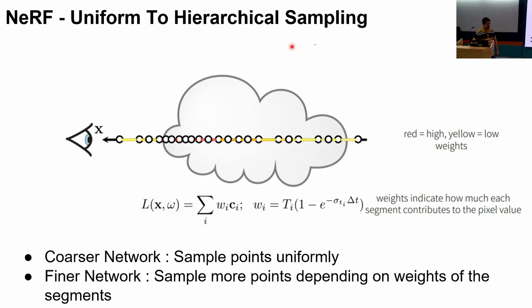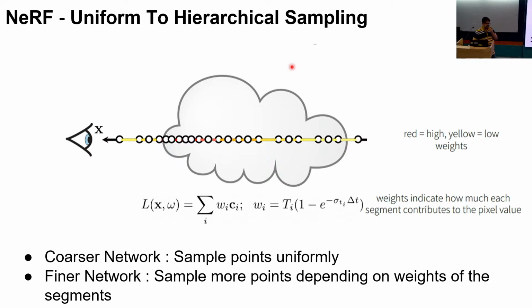Yeah. So first you train with uniform sampling, and after everything is trained, then you train it once again with hierarchical. No. There are two passes. Now to do that, they have two networks. One is the coarser network, and then there is a finer network.